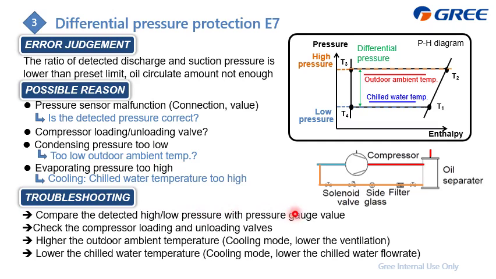And here is the troubleshooting. The first one is to check whether the pressure sensor is good or not, the same as previous, so we can skip. The next is to check the compressor loading and unloading valve. And next is to ensure the outdoor ambient is within our desired range. And the last is to lower the chill water temperature in cooling mode. You can lower the flow rate to ensure it is okay.